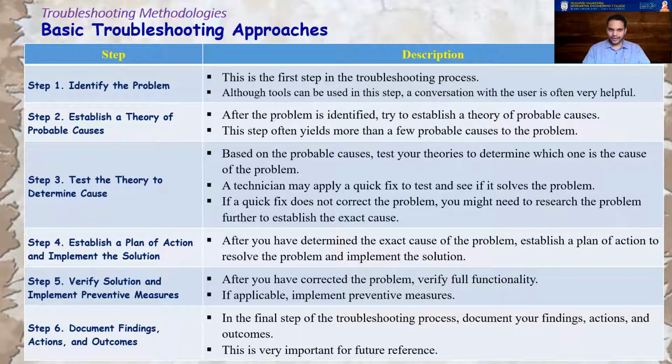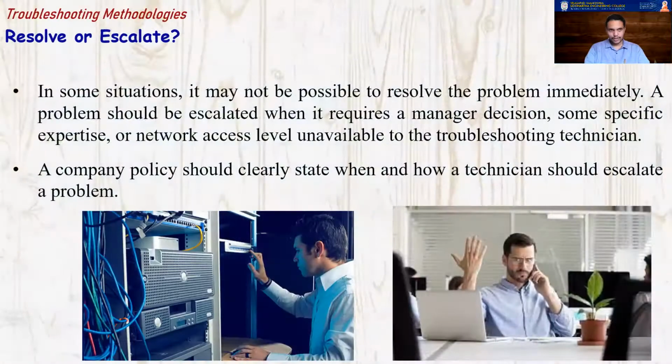Step 5, verify whether what you implemented has solved your problem or not, which gives you a verified solution, and implement preventive measures. If it is successful, you want to make sure that this does not repeat again. The most important step for me is step 6, where you have to document your findings, what you've done, and what the intended outcome is, so that it will help for future reference. Any other network administrator facing the same issue can check it out, and it will help him a lot to troubleshoot the problem very early.